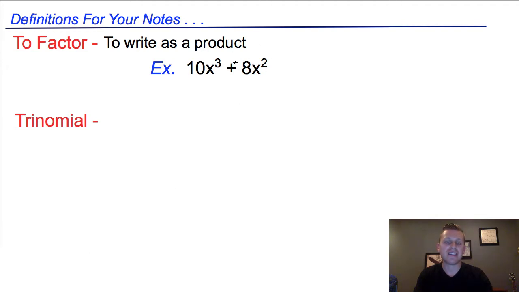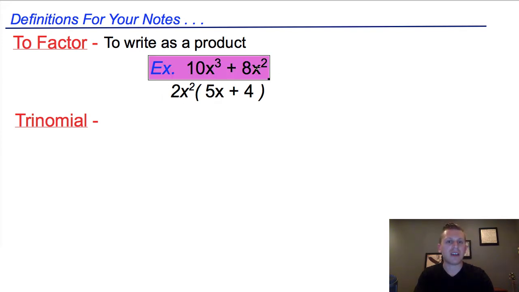For instance, this is not a product. This is a sum. There is an addition sign. If I wanted to, I could write this as a product by factoring out the 2x squared, which is the greatest common factor of both terms, and I would have this written as the product of 2x squared and 5x plus 4. We say this top form here is known as standard form. This bottom form here is factored form. It's written as a product.